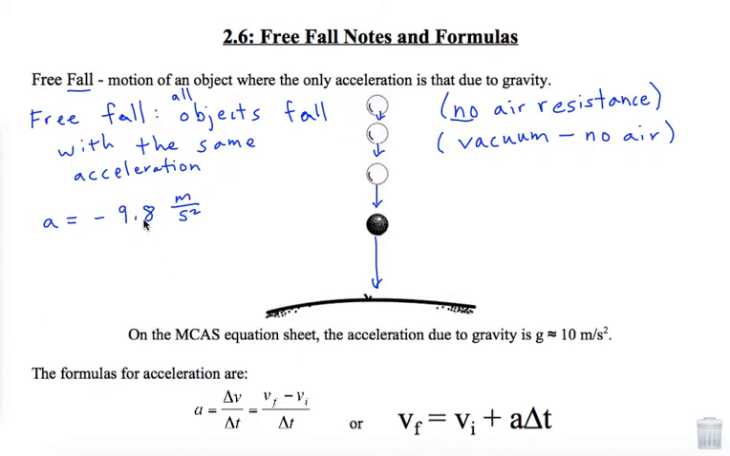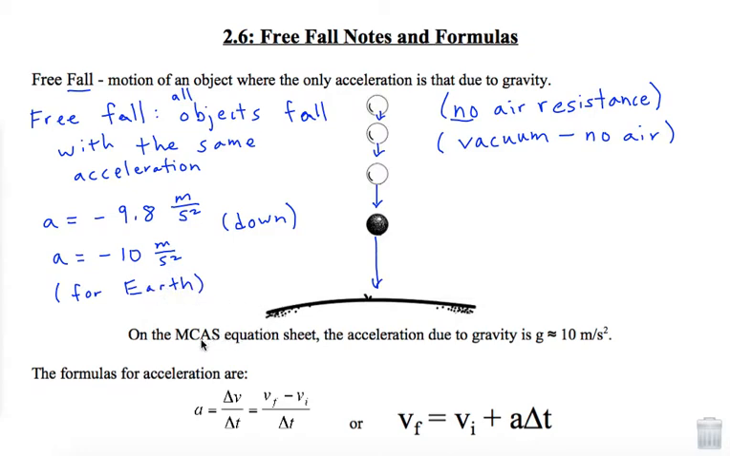Because it's so close to 10, and because we use it so often, we usually approximate it as negative 10 meters per second squared. And the negative is saying that we're accelerating downward. So 10 meters per second squared downward. This is true for Earth only. It would be different if we were on the moon or if we were on Jupiter, something like that.